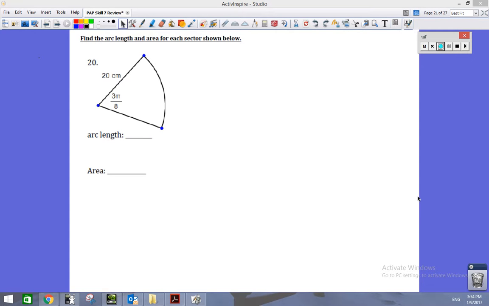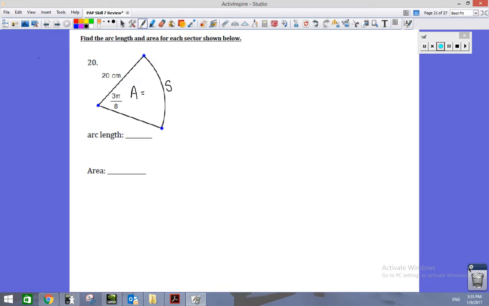All right, so we're looking at Skill Packet 7, the review problems from Skill Packet 7. These next three problems, I believe, have the same directions. They've given us a sector. They've asked us to find the arc length, and it's common to let the arc length be represented by S, and I'm just going to let capital A be the area.